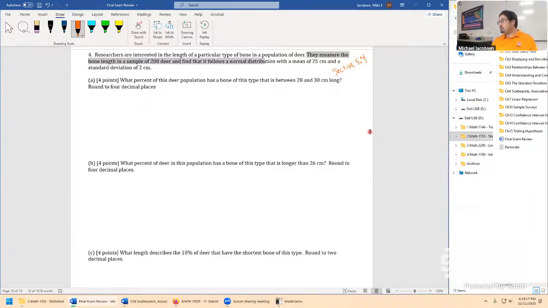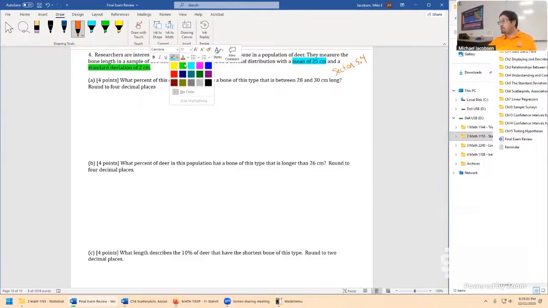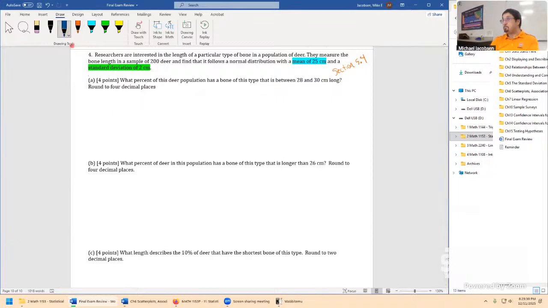They found it follows a normal distribution. This is based on their sample data, gave them a nice, roughly symmetric unimodal histogram. It had a mean of 25 centimeters and a standard deviation of 2 centimeters. Now, these values are based on a sample of 200 deer, but this problem is a little bit different. We are now modeling the entire population based upon those values. So they take on a different role.